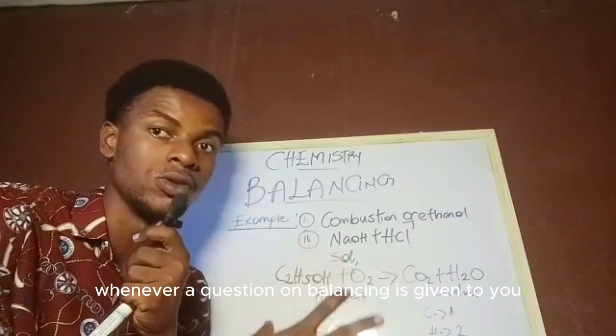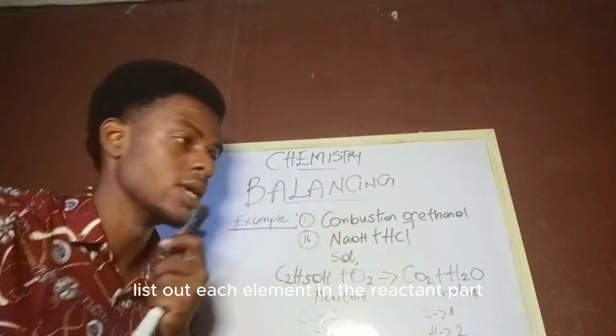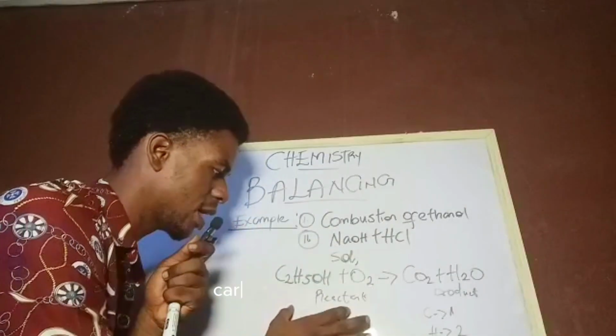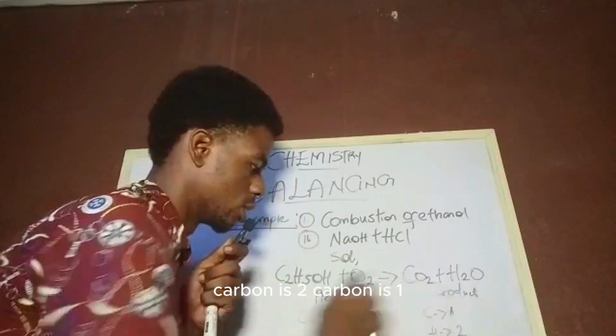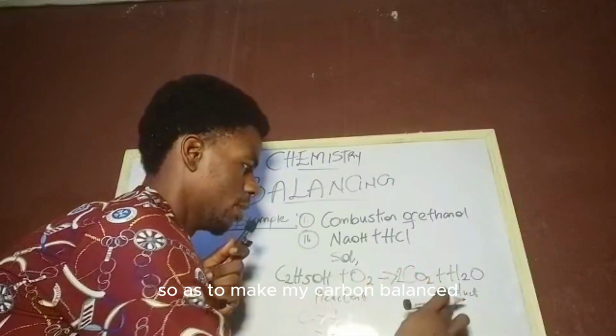This is the first thing you're supposed to do. Whenever a question on balancing is given to you, list out each element in the reactant part and the product part. So now, here, carbon is 2, carbon is 1. Now I'm going to add 2 here so as to make my carbon balanced.